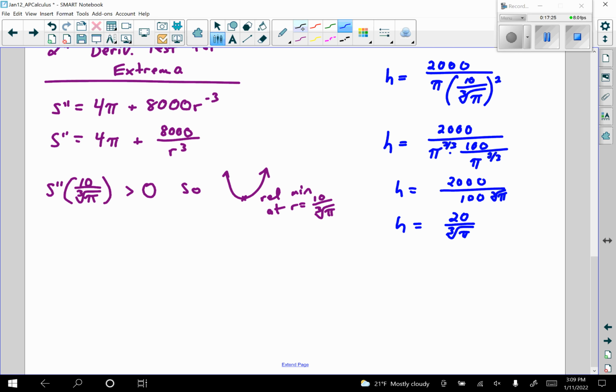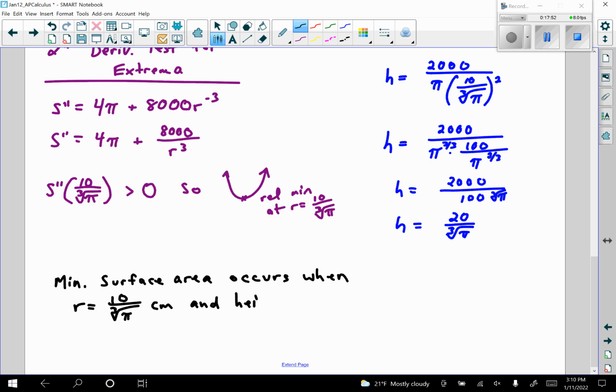So now we can answer this. We'll say the minimum surface area occurs when the radius is equal to 10 over the cube root of pi centimeters, and the height is equal to 20 over the cube root of pi centimeters.